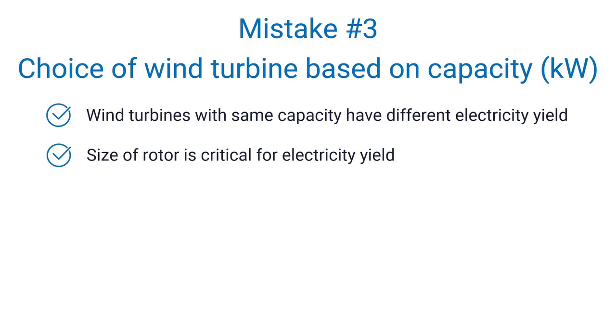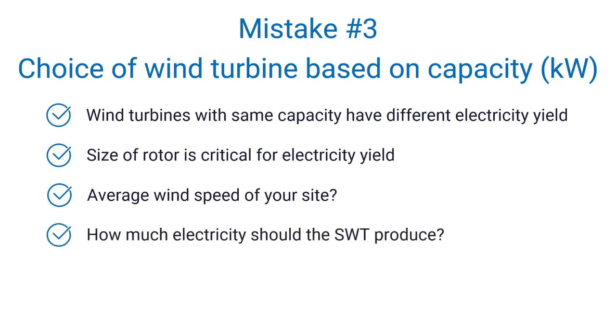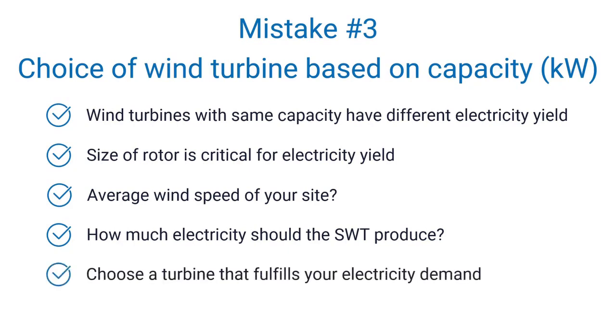So what should you do instead when choosing a turbine? First of all, you should determine the average wind speed of your site. For this, you could make a wind measurement. And after that, you have to determine how much electricity the wind turbine has to produce. So determine your target value. It's the electricity in kilowatt hours. Not kilowatt, but kilowatt hours. Now you can check the information of manufacturers if they have a wind turbine that produces the energy you need based on the average wind speed on your site.